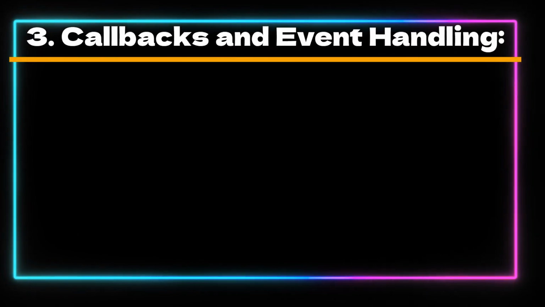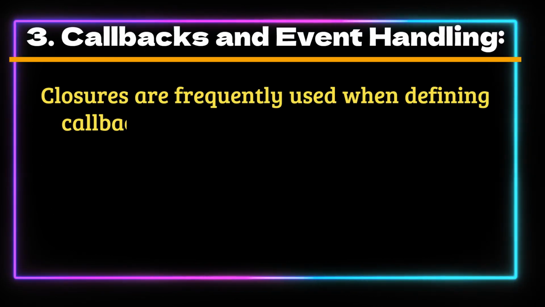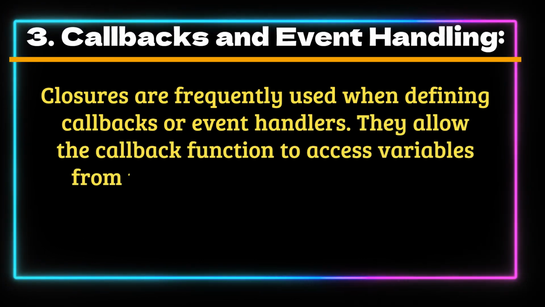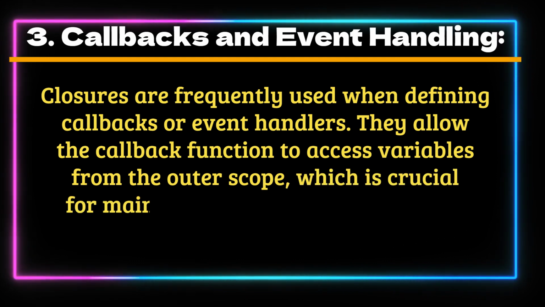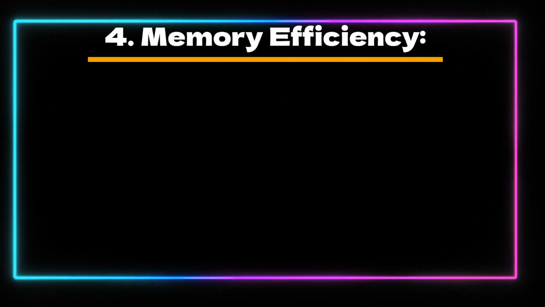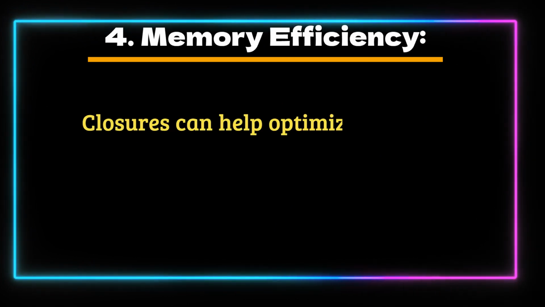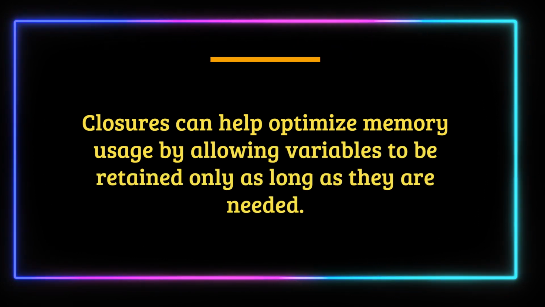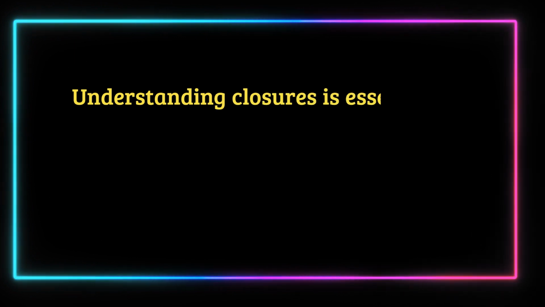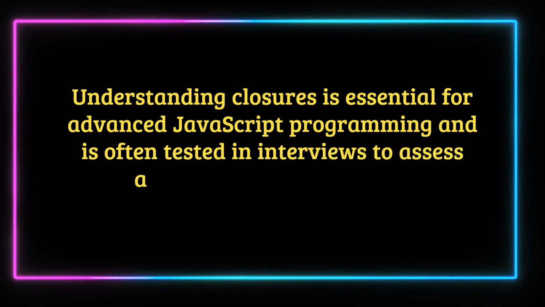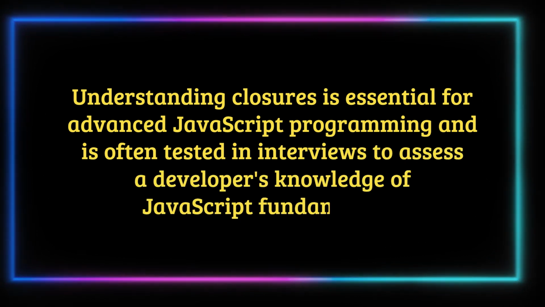3. Callbacks and event handling. Closures are frequently used when defining callbacks or event handlers. They allow the callback function to access variables from the outer scope, which is crucial for maintaining state in asynchronous operations. 4. Memory efficiency. Closures can help optimize memory usage by allowing variables to be retained only as long as they are needed. Understanding closures is essential for advanced JavaScript programming and is often tested in interviews to assess a developer's knowledge of JavaScript fundamentals.